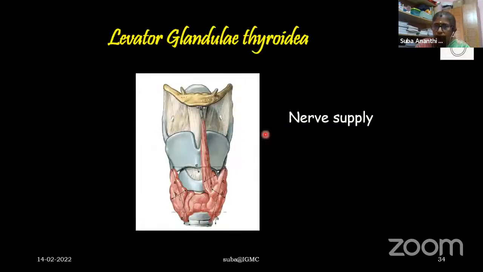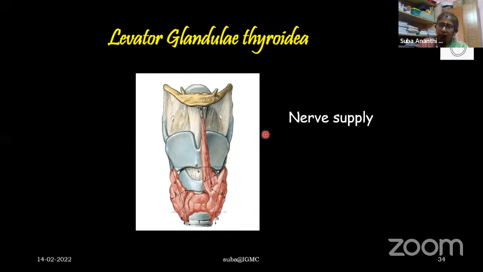Coming to another common anomaly, there is the Levator glandulae thyroidae. It's a muscular tissue that can extend from the apex of the thyroid lobe. If a pyramidal lobe is present, this Levator glandulae thyroidae can extend from the apex of the pyramidal lobe to the hyoid, or when there is no pyramidal lobe, it can directly extend up to the isthmus.